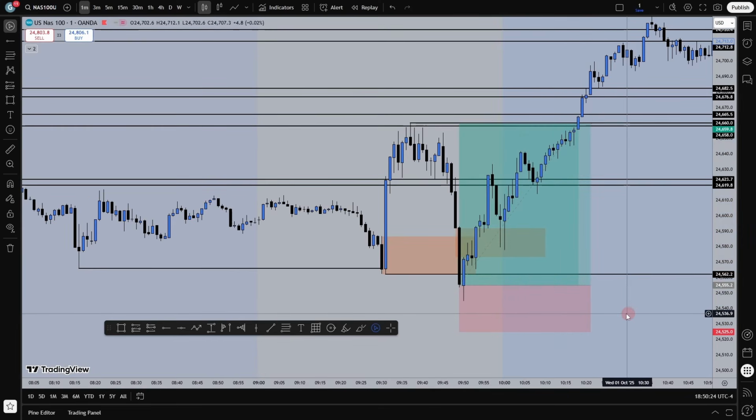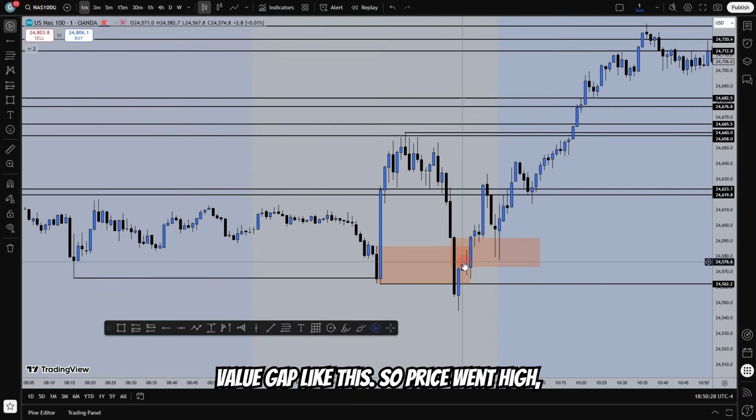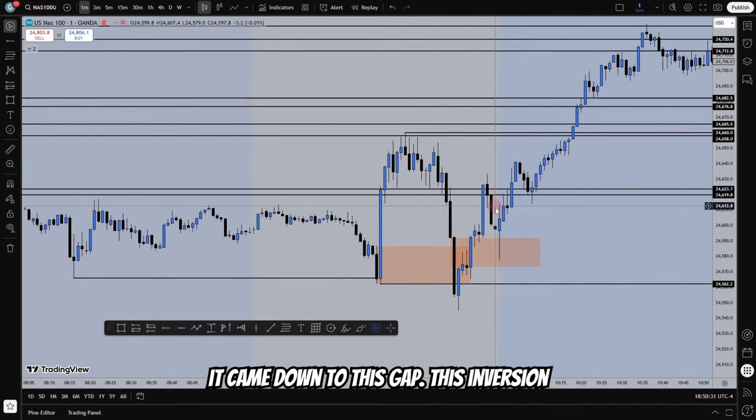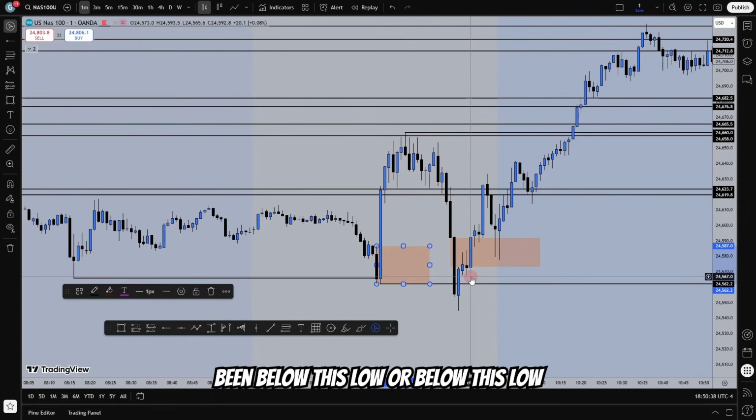Okay, but if you want a confirmation, you can wait for price to give an inversion fair value gap like this. So price went high, it came down to this gap, this inversion fair value gap. You could have entered from here and your stop loss would have been below this low over here, and your target will be this high.